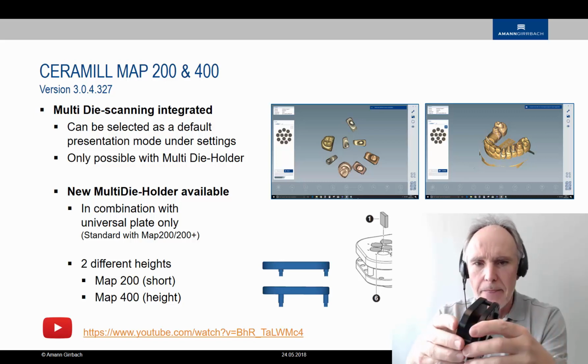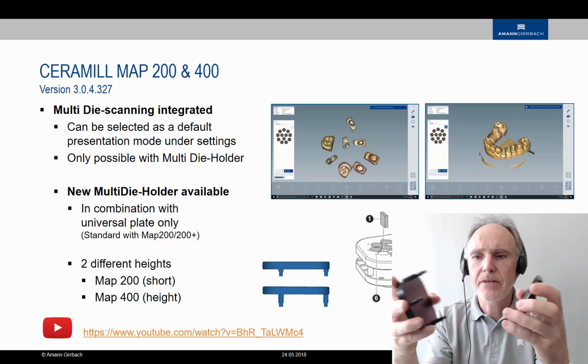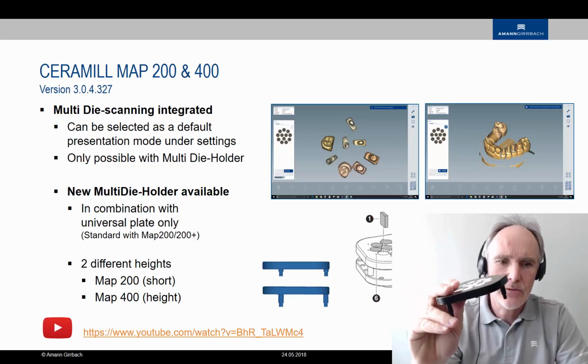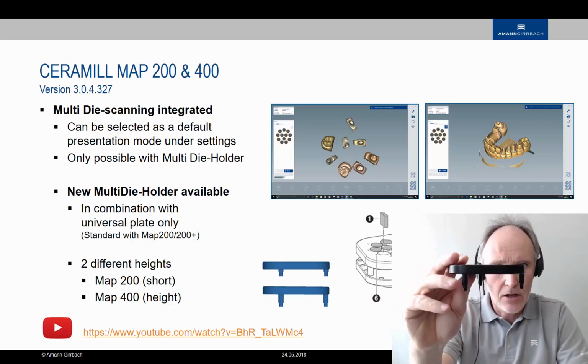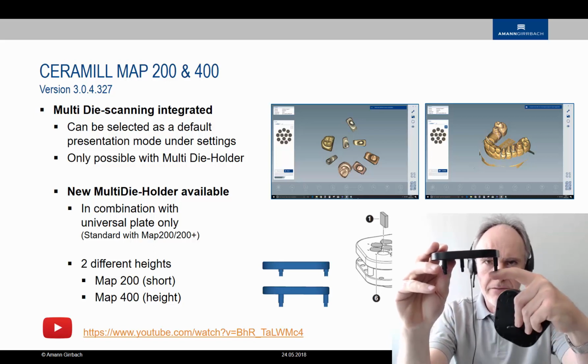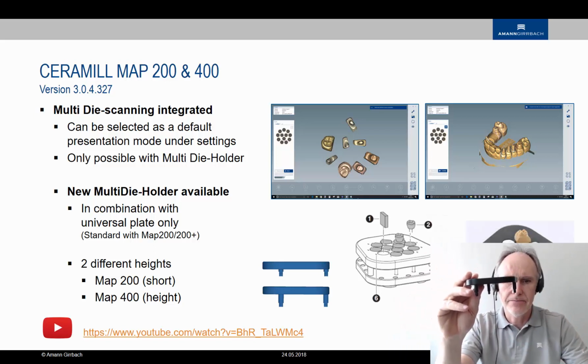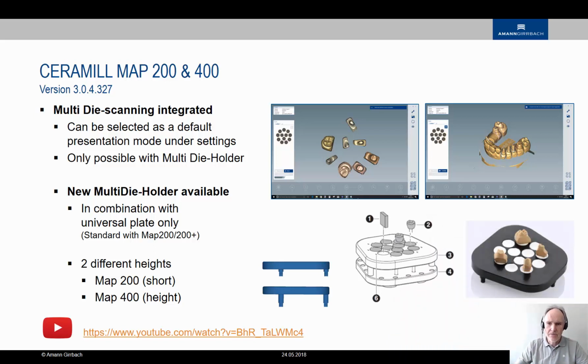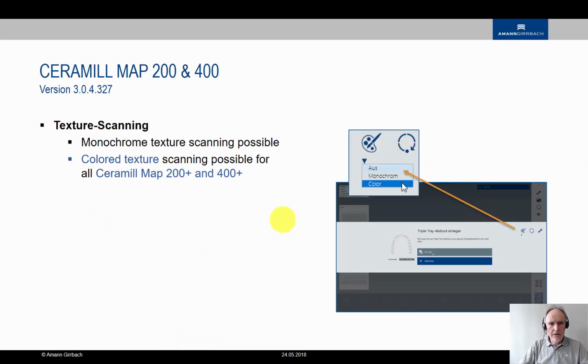these two plates are put together and then inserted in your MAP 200 and 400 scanner. The plates are also in different heights. The MAP 200 is a little lower, and on the MAP 400 the feet are a little longer. There are also some videos available here on YouTube. If you want to watch more closely how it works, look for video and type in multi-die scanning.